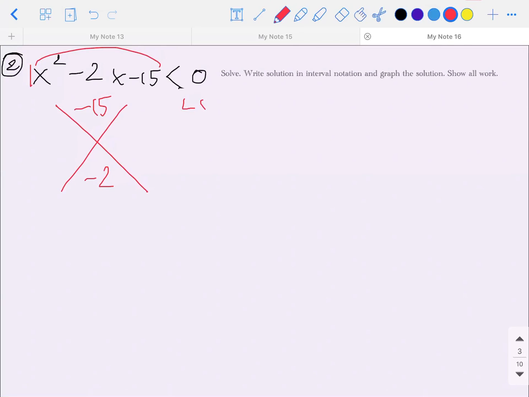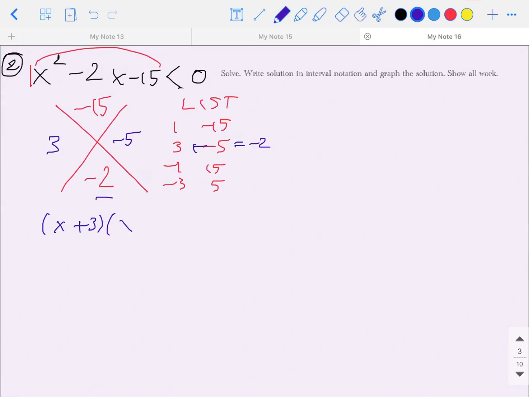I'm going to list out the factors of negative 15. 1, negative 15, 3, and negative 5. And we can also go the other route as well. So it's like negative 1 and 15, negative 3, and 5, and so forth. I can see that 3 plus negative 5 is indeed negative 2. So I'm going to write out 3 and negative 5. Now from here, I'm going to write out the two parentheses as x plus 3 and x minus 5. It's less than 0.